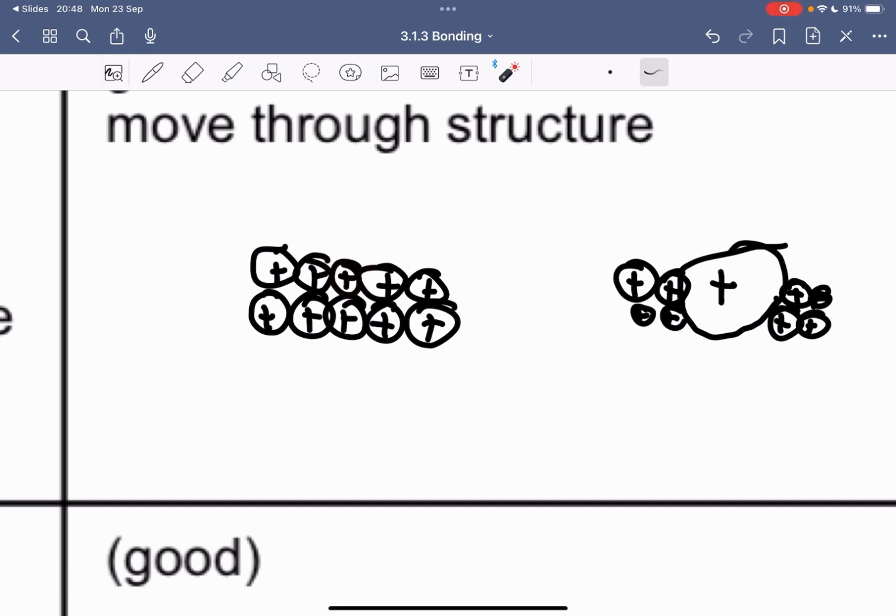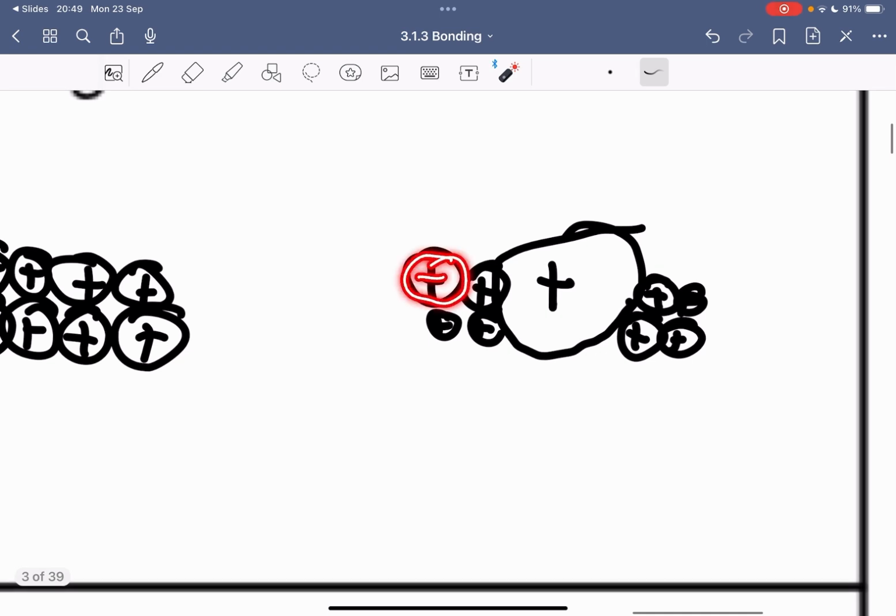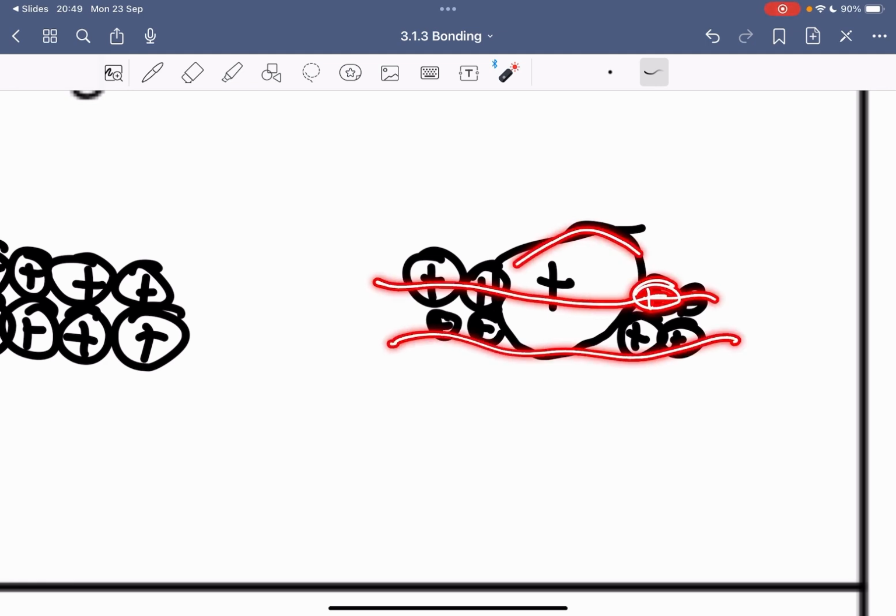So if we have something like sodium, all of these are sodium ions, sorry. So they can all slide against each other because they're all the same size. Whereas here, if all of these are sodium, then this would be a different ion, so a different element. Because of that, it would have a different size, and it blocks the other layers from sliding against each other. This can't really slide against that.